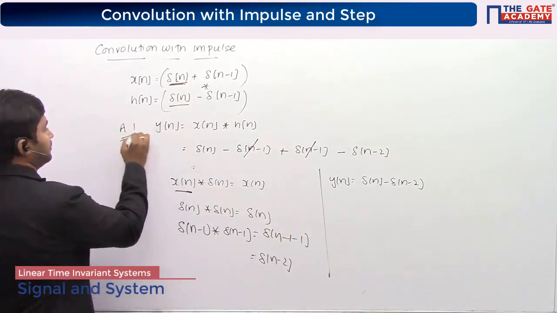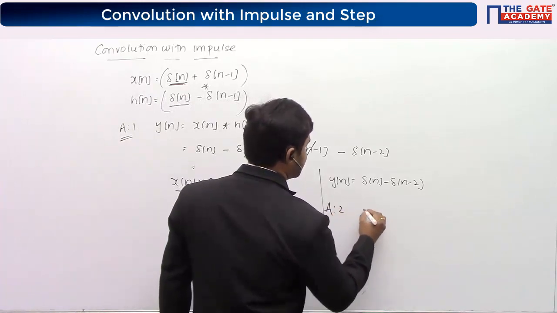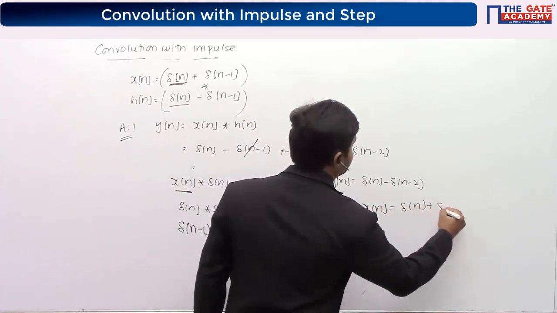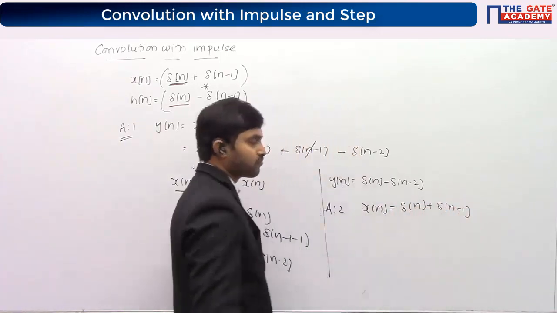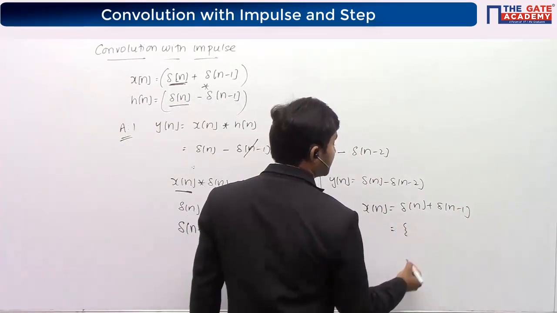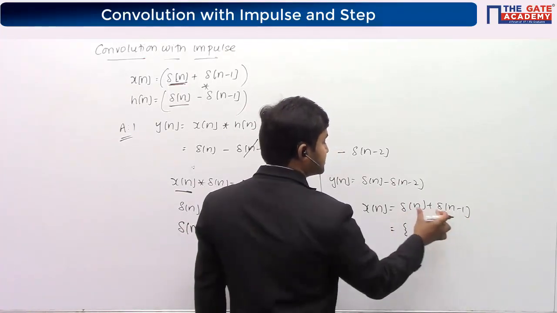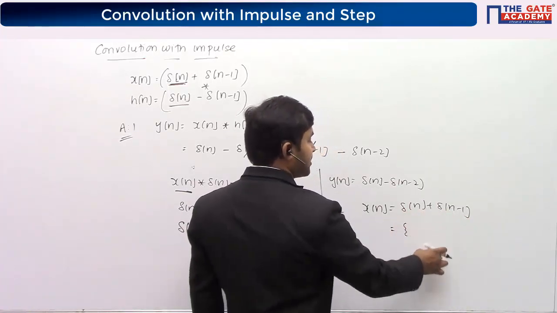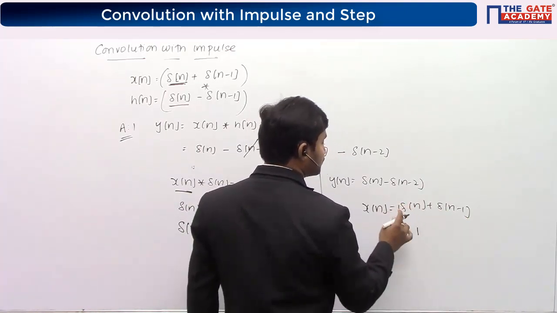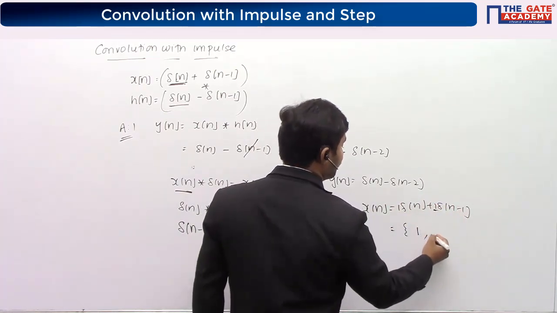Approach 1. Approach 2 is that, once I write my input x of n in terms of impulses, is it not something which can be written as a sequence? Because wherever there is an impulse, there you are having a non-zero sample. Here you are having a non-zero sample at n equal to 0, whose value is 1. At n equal to 1, there is a non-zero sample, whose value is also 1.